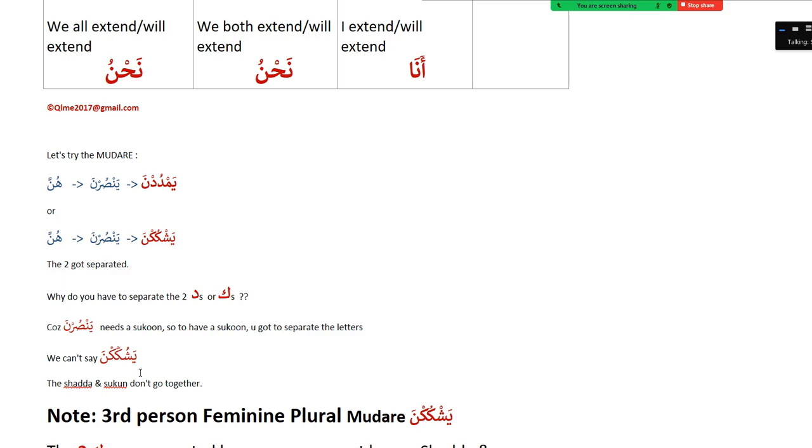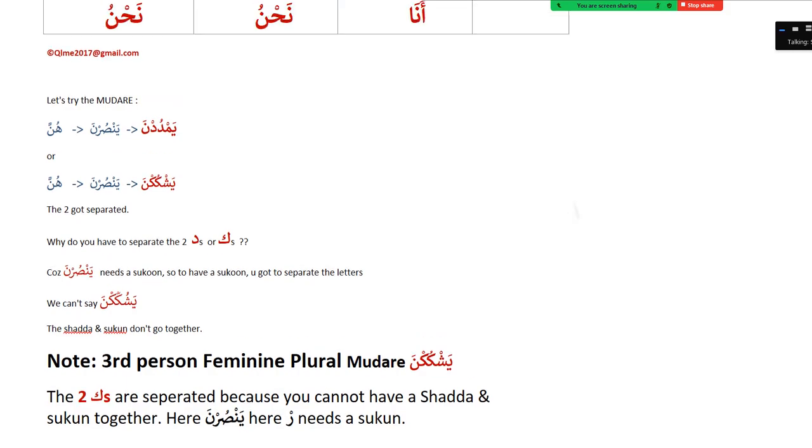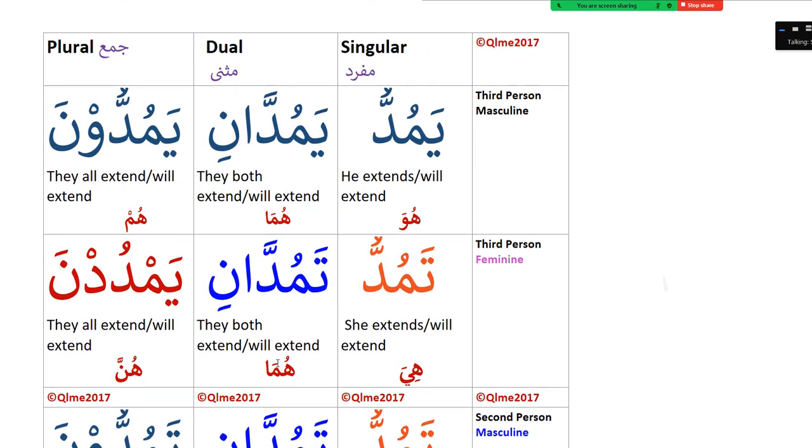So you cannot say yashukkna. I mean, you cannot even pronounce it, right? Because the shadda and the sukun don't go together in Arabic. So for third person feminine plural hunna, yashkukna or yamdudna, the two dals or kafs got separated because you cannot have a shadda and sukun together. So yansurna becomes yamdudna.